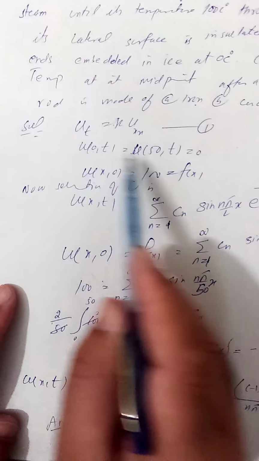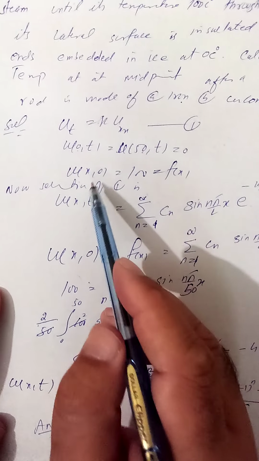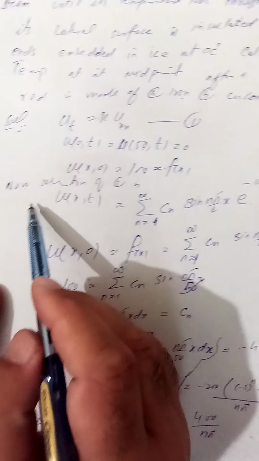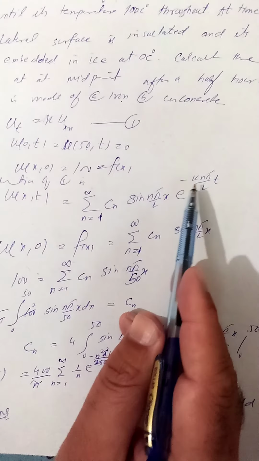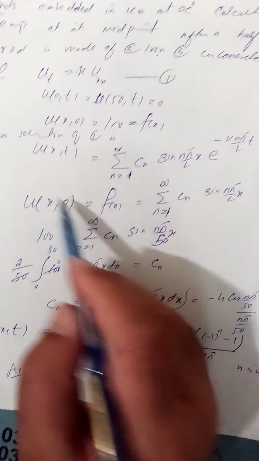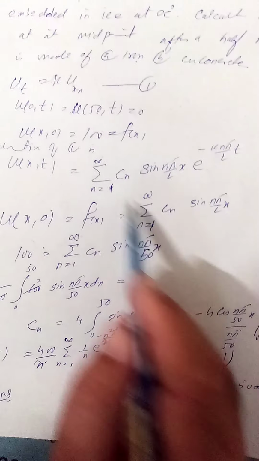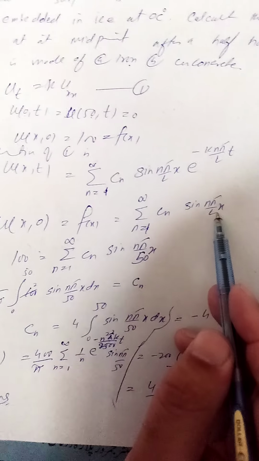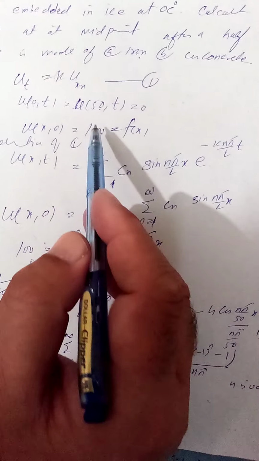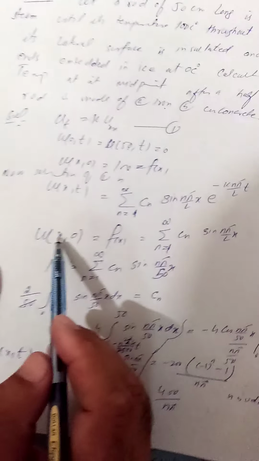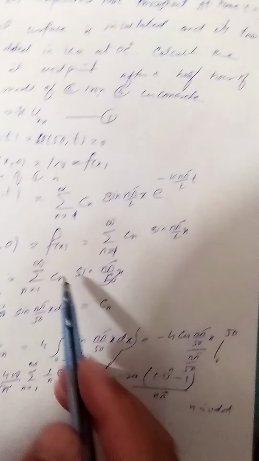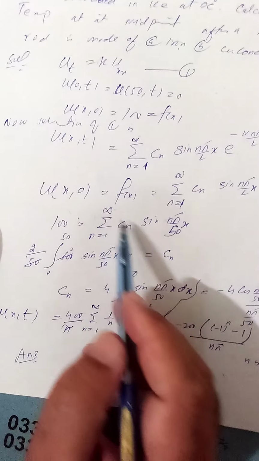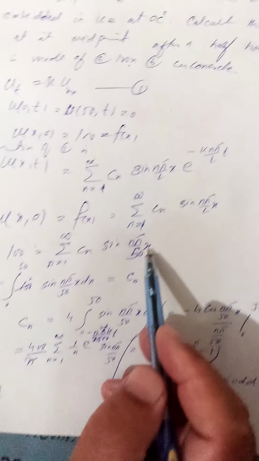Here the conditions are u(0,t) = u(50,t) = 0 and u(x,0) = 100 = f(x). Now the solution is u(x,t) is equal to the sum from n equals 1 to infinity of c_n sin(n pi x over L) e to the power of minus k (n pi over L) squared t. Here u(x,0) is equal to f(x). This is given in the question: the temperature is 100 centigrade initially. So 100 is equal to the sum of c_n sin(n pi x over 50).